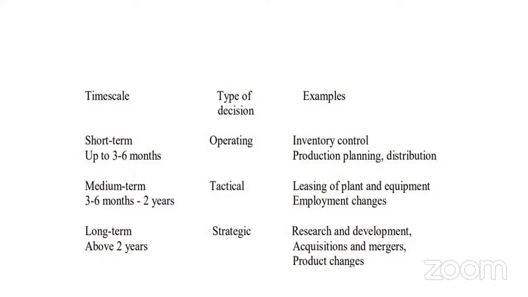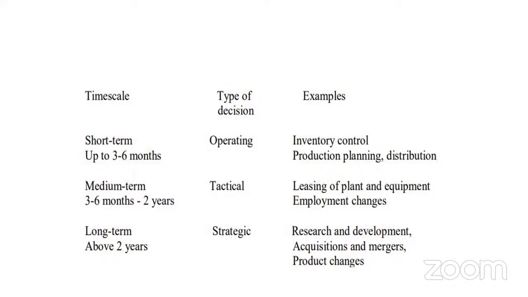Right. If you take into account the midterm fluctuation of the data, midterm fluctuation means 3 to 6 months to 2 years. In that, there are tactical changes regarding the production of the service. For example, you have the leasing of plant and equipment, and employment changes inside the production center.